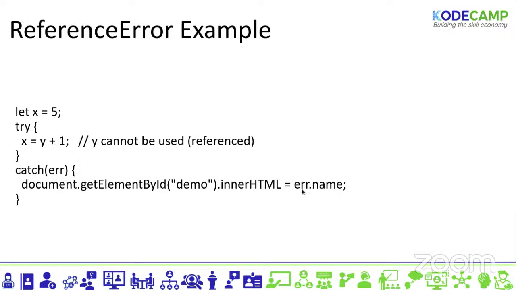Then if you did err.message, it is going to inject this error message into any element that has this ID. The same thing here, error.name, it will inject that error name, that name property of the error, into this demo.